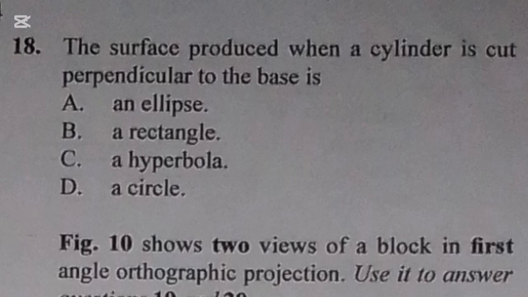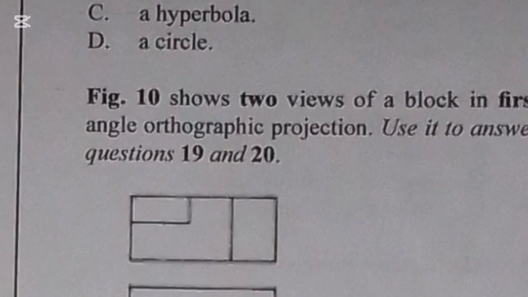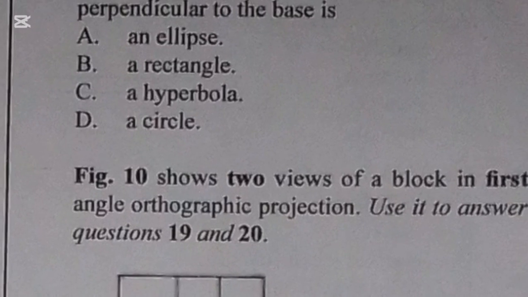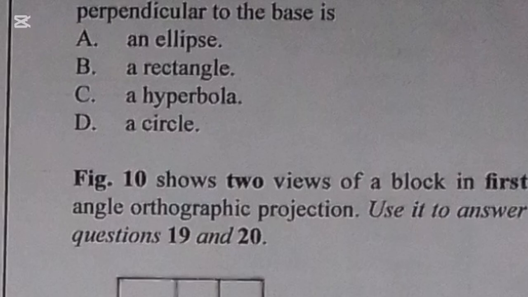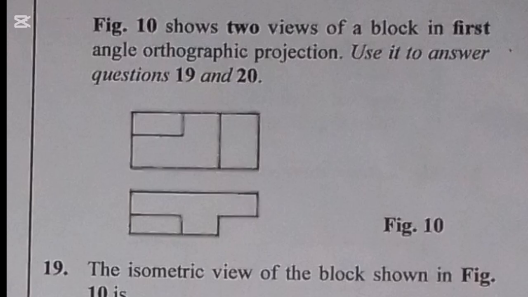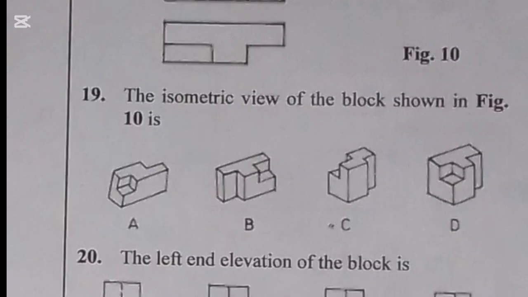When a cylinder is cut perpendicular to the base, the correct answer here is D, a circle. Now this question says figure 10 shows two views of a block in first angle orthographic projection. Use it to answer questions 19 and 20. So what this means is that this is our front view, while this is a plan.